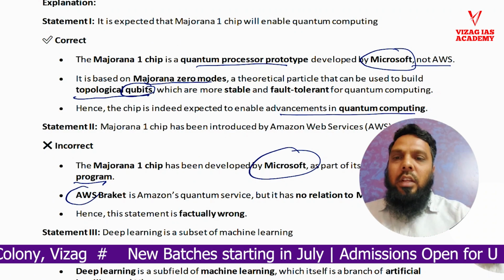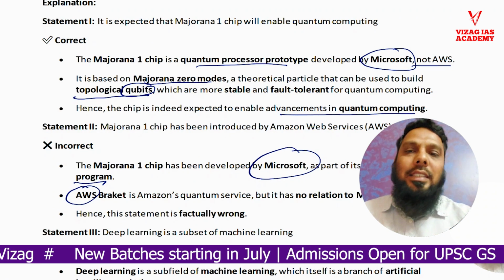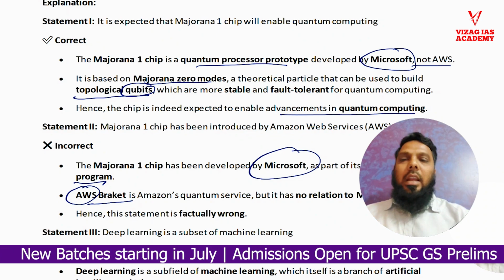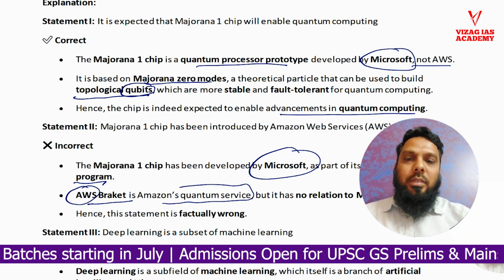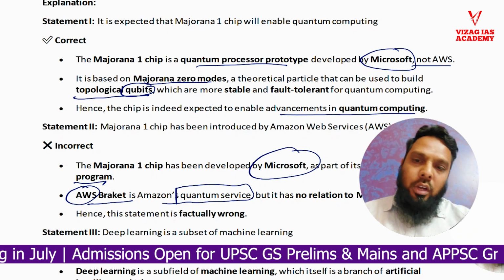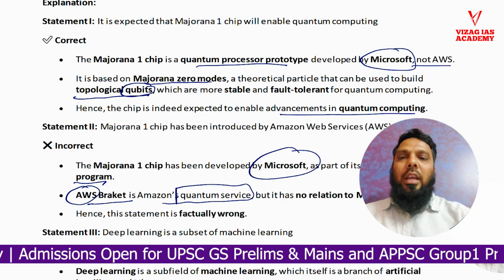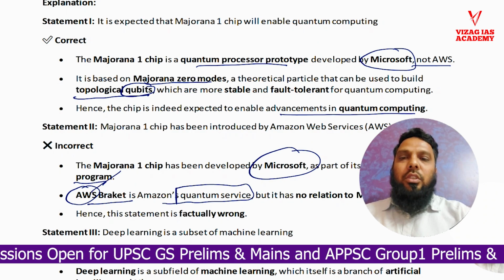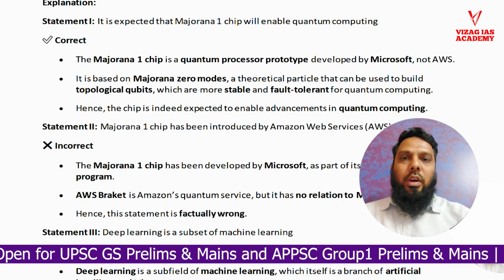So AWS, then what about AWS? AWS has something called Braket. AWS Braket is Amazon's quantum service, right? So Braket was in the news recently, and Majorana 1 also was in the news, and therefore we can easily rule out that AWS is related to Majorana 1, right?